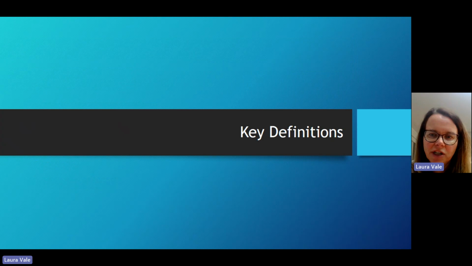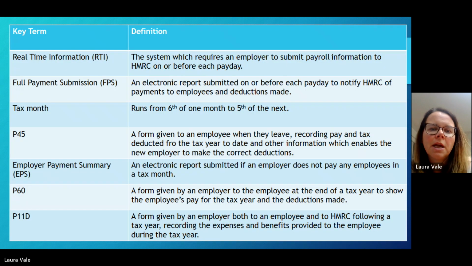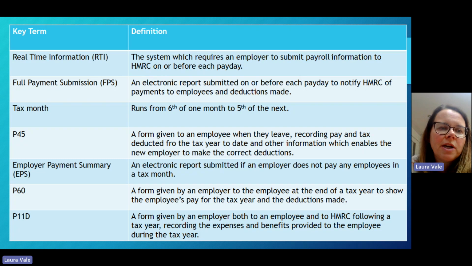So key definitions, first of all. Real-time information: the system which requires an employer to submit payroll information to HMRC on or before each payday. Full payment submission, FPS: an electronic report submitted on or before each payday to notify HMRC of payments to employees and deductions made. The tax month, we know, runs from the 6th to the 5th.